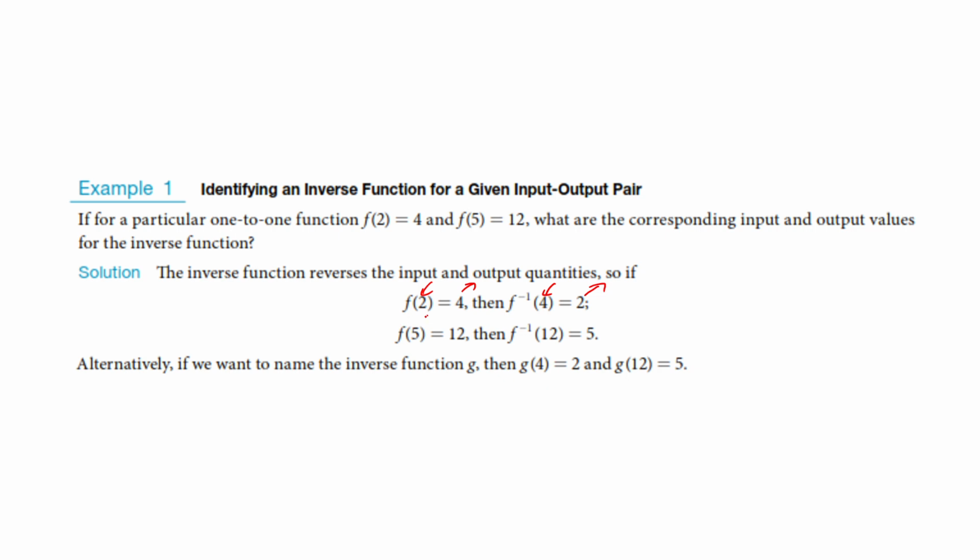So the same here. The original machine, you put 5 on the conveyor belt, 12 comes out. Well, now you reversed it. So you put 12 into the machine, you get right back to where you started.